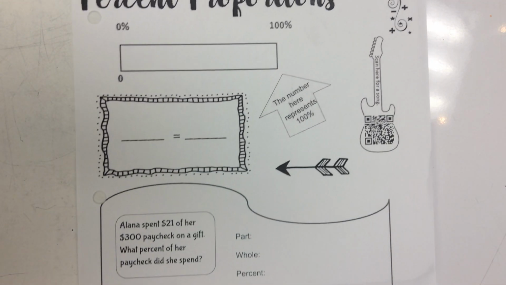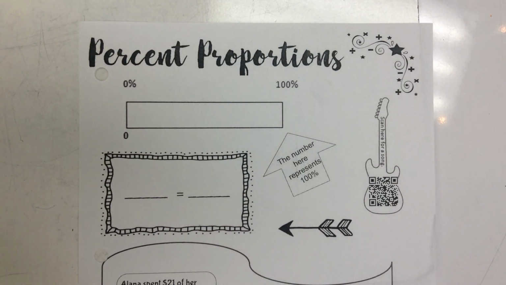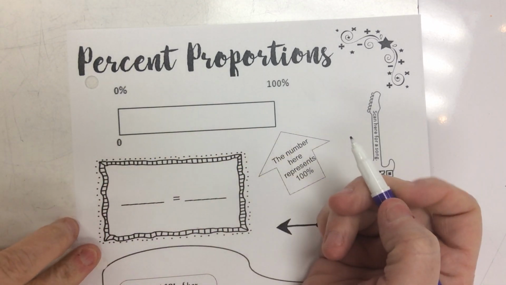Okay, Rams, today's homework is our video over percent proportions. What this means is we are learning to solve problems that involve finding percents of a number or finding a part if we're given a percent. This right here is called a strip diagram or a percent bar.